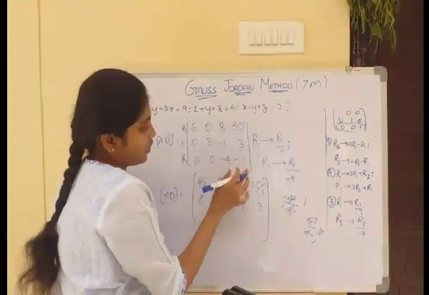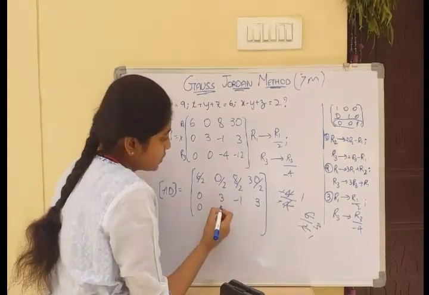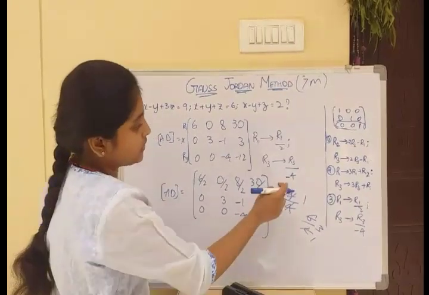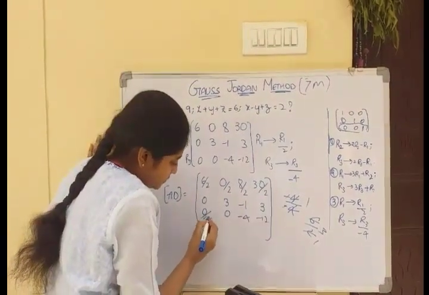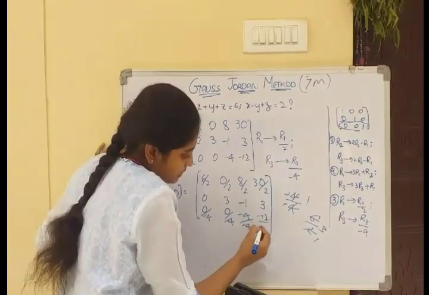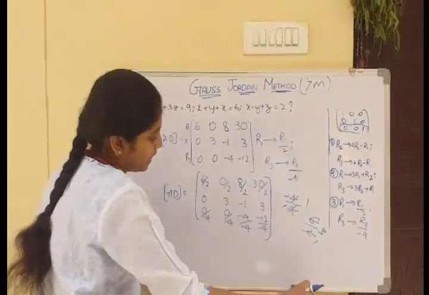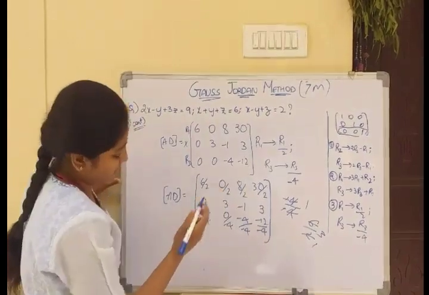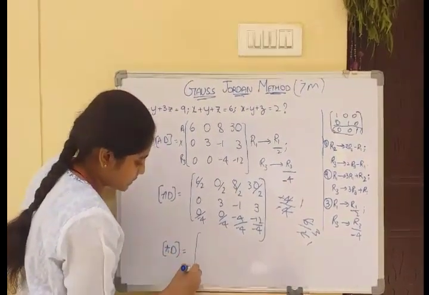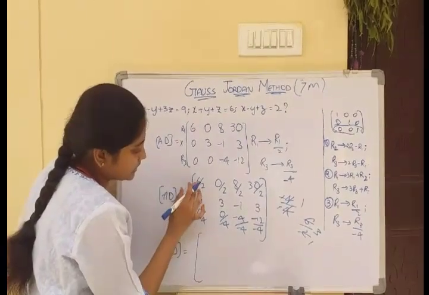So first we will write all the elements of row 3: 0, 0, minus 4, minus 12. So we need to divide by minus 4. So minus 4 divided by minus 4, 0 divided by minus 4, and so on. Okay. Now the final step for step 3, AD equals 6 by 2.